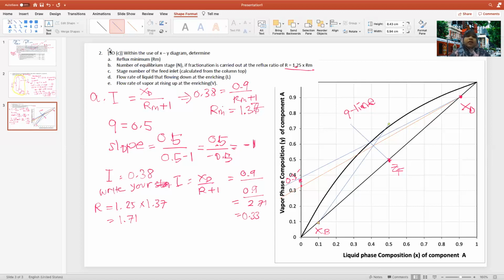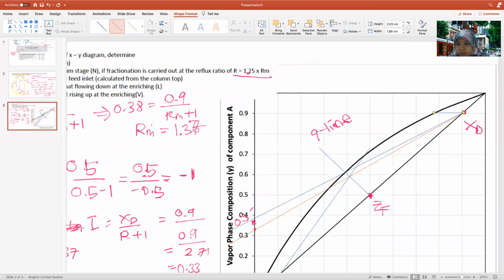Okay, let's try if we still have time. So that becomes 1. I may want to zoom it.